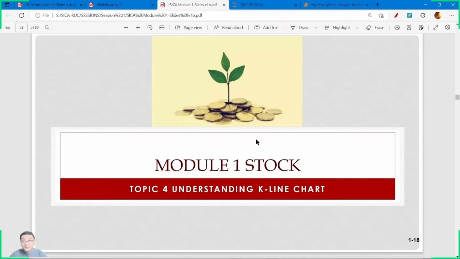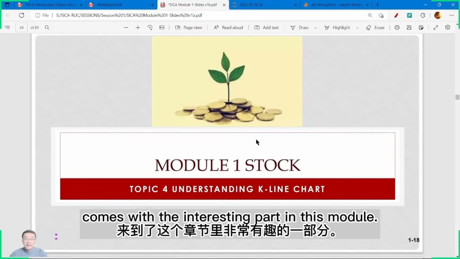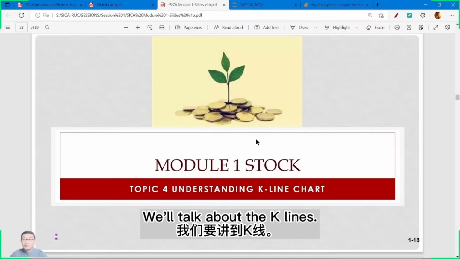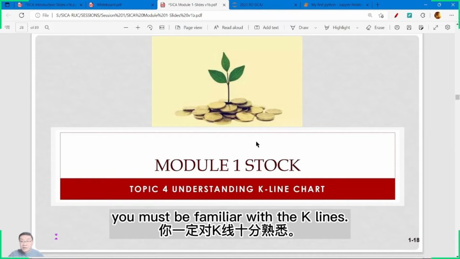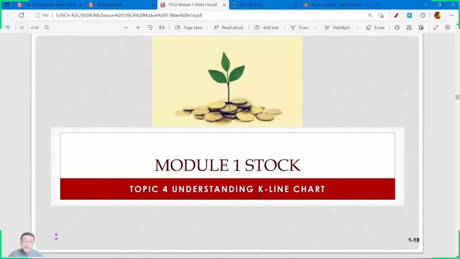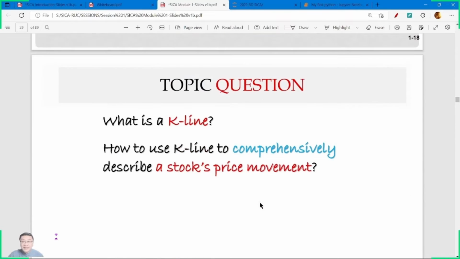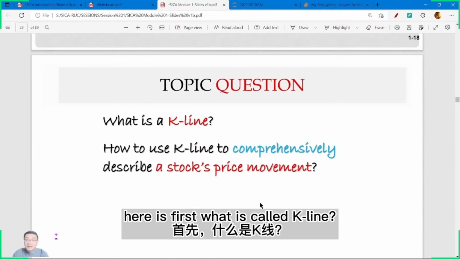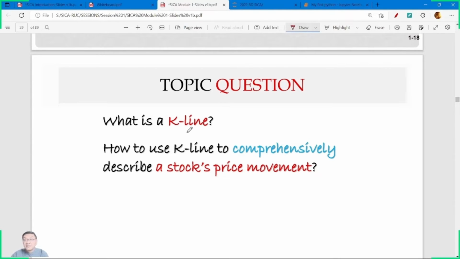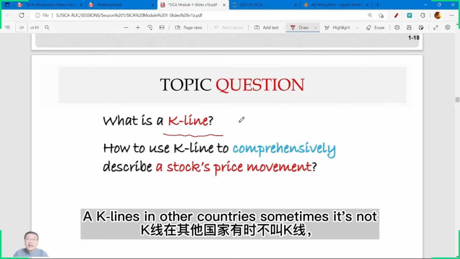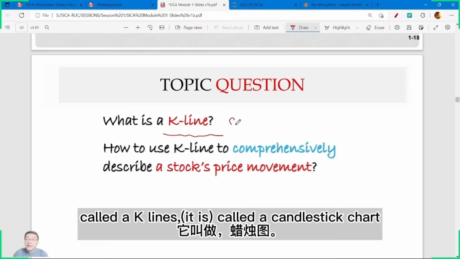And next comes the interesting part in this module. We'll talk about K lines. If you have ever invested in the stock market, you must be familiar with K lines. The topic question here is, first, what is called a K line? A K line, in other countries, is sometimes not called a K line, it's called a candlestick chart.